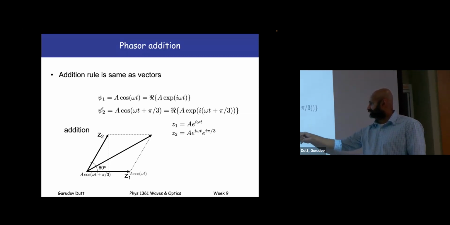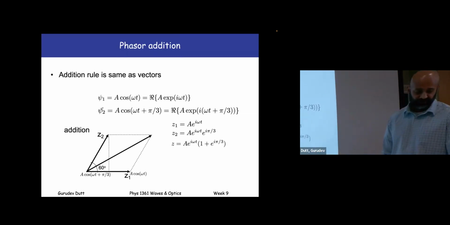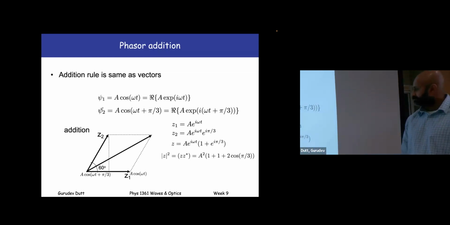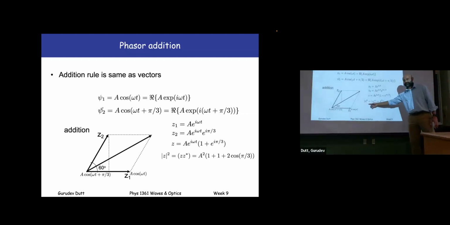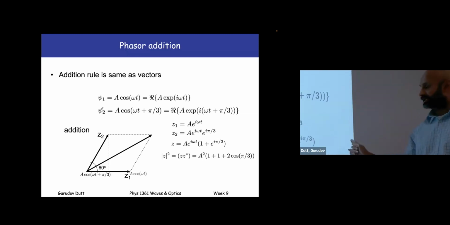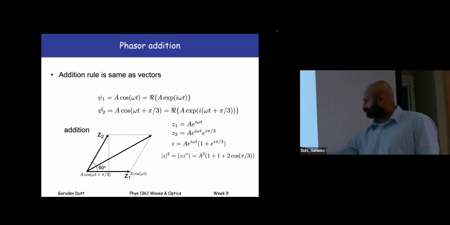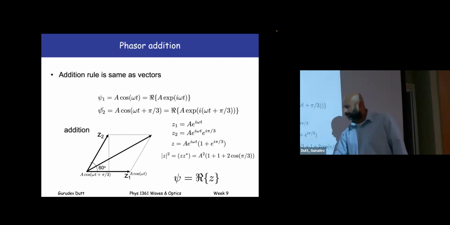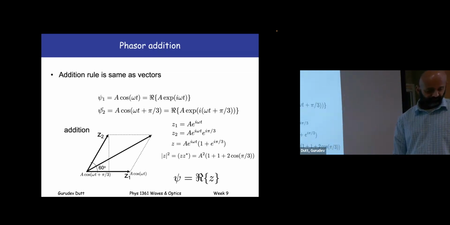So e to the i omega t and e to the i omega t, e to the i pi over 3. Now I add them up. Again, e to the i omega t is common, and then I get 1 plus e to the i pi over 3. To calculate the magnitude of this complex number, I just take z times z star, which gives me 1 plus e to the i pi over 3 times 1 plus e to the minus i pi over 3. That gives me 1 plus 1 plus e to the i pi over 3 plus e to the minus i pi over 3, which is 2 cosine pi over 3. And if I verify that, it's equivalent to the wave psi that we got from the earlier expression. Okay, I'll stop here and we'll continue in the next class.